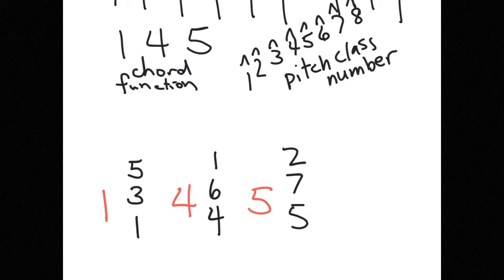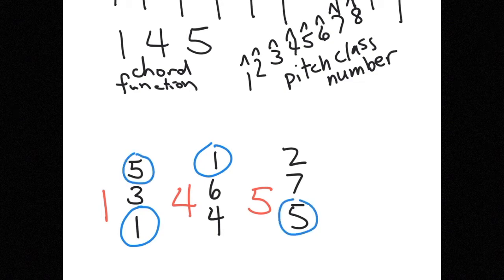Notice that the 1 chord shares scale degree 1 with chord 4. It shares scale degree 5 with chord 5. So the 1 chord has only 1 scale degree, 3, that's unique to itself, while 4 and 5 chords have 2 notes that are uniquely theirs. The 4 chord has 4 and 6. The 5 chord has 7 and 2.